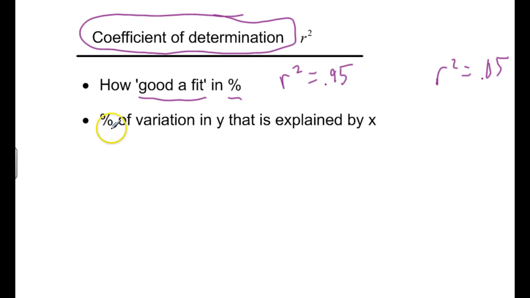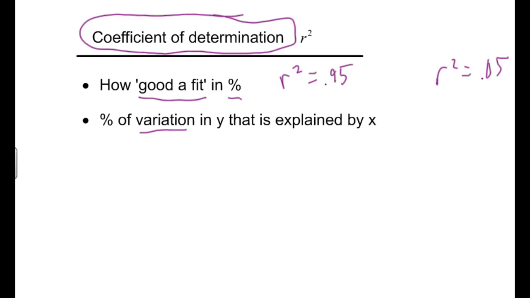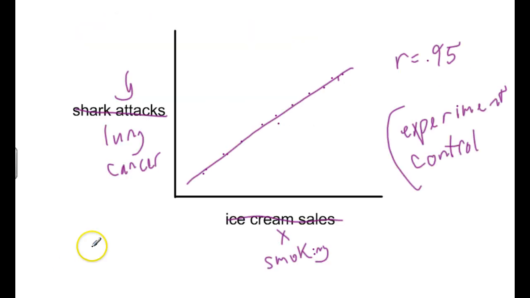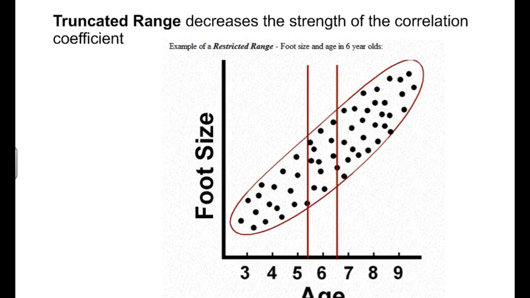In stats, I don't think you have to know this, but we describe R squared, or the coefficient of determination, as the percentage of variation in Y that is explained by X. And so here our R squared value is very high. Let's say we had a 95% correlation, we would say something like the percent of variation in shark attacks is explained by ice cream sales, and you could talk about it that way.